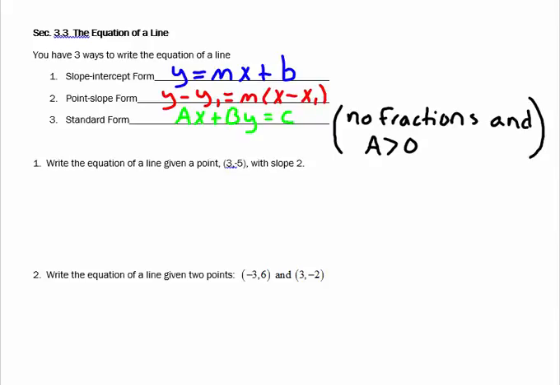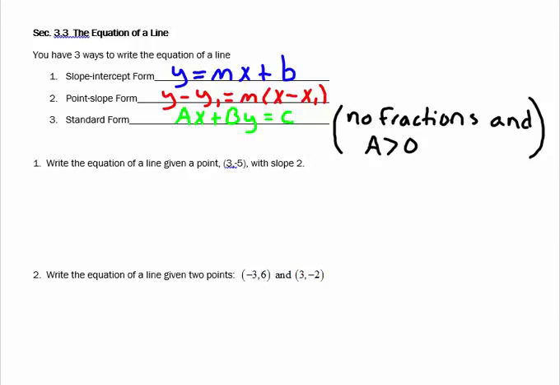So these are the three ways that we're going to look at to write an equation of a line. Some of y'all have already used slope-intercept before, but I'm going to use point-slope, change it into slope-intercept, and then change it into standard as well. So we're going to look at all three ways.